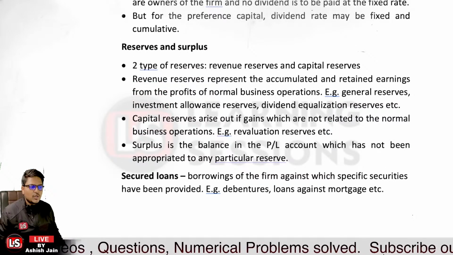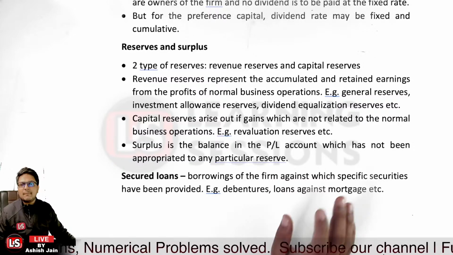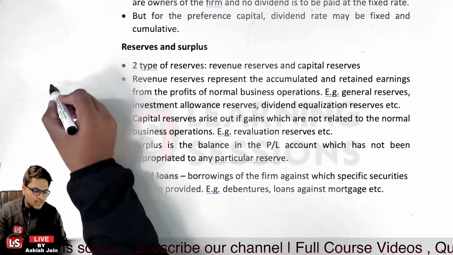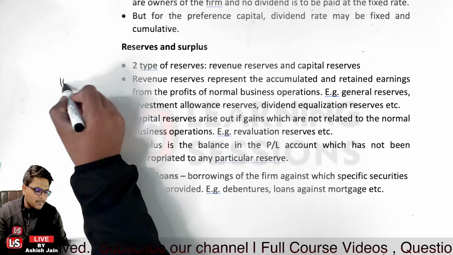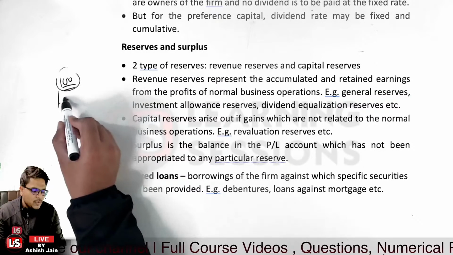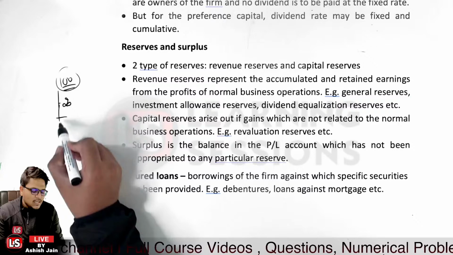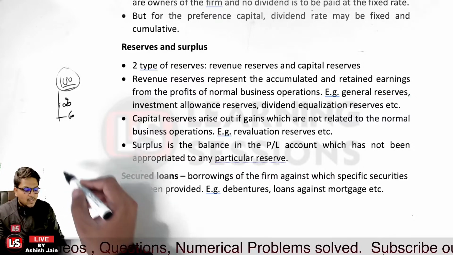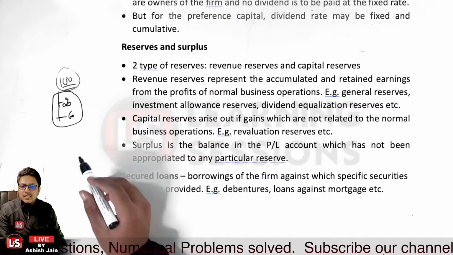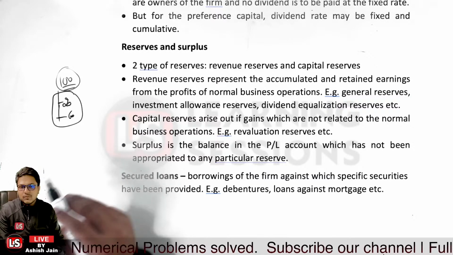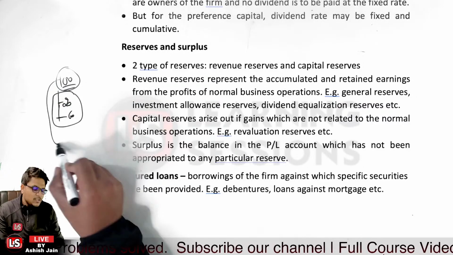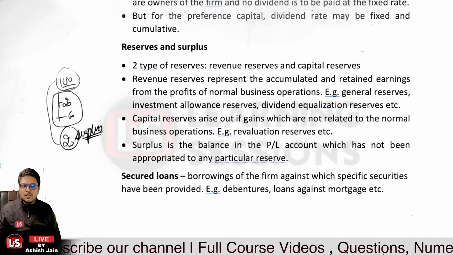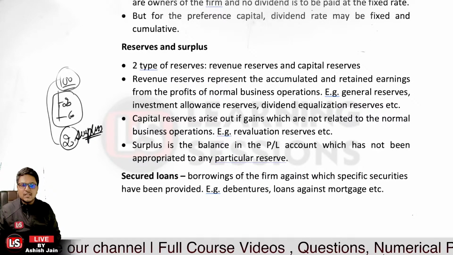Surplus is the balance in the profit and loss account which has not been appropriated. If the balance is not appropriated, it will be forming the part of the surplus. Like if I had a profit for the last year of rupees 100, and out of rupees 100 I kept aside rupees 20 for dividend purposes, and rupees 60 for reserve purposes, for some particular reserve or general reserve, still I got rupees 20. In that case, rupees 20 will be part of the surplus. So that is related to the reserves and surplus.